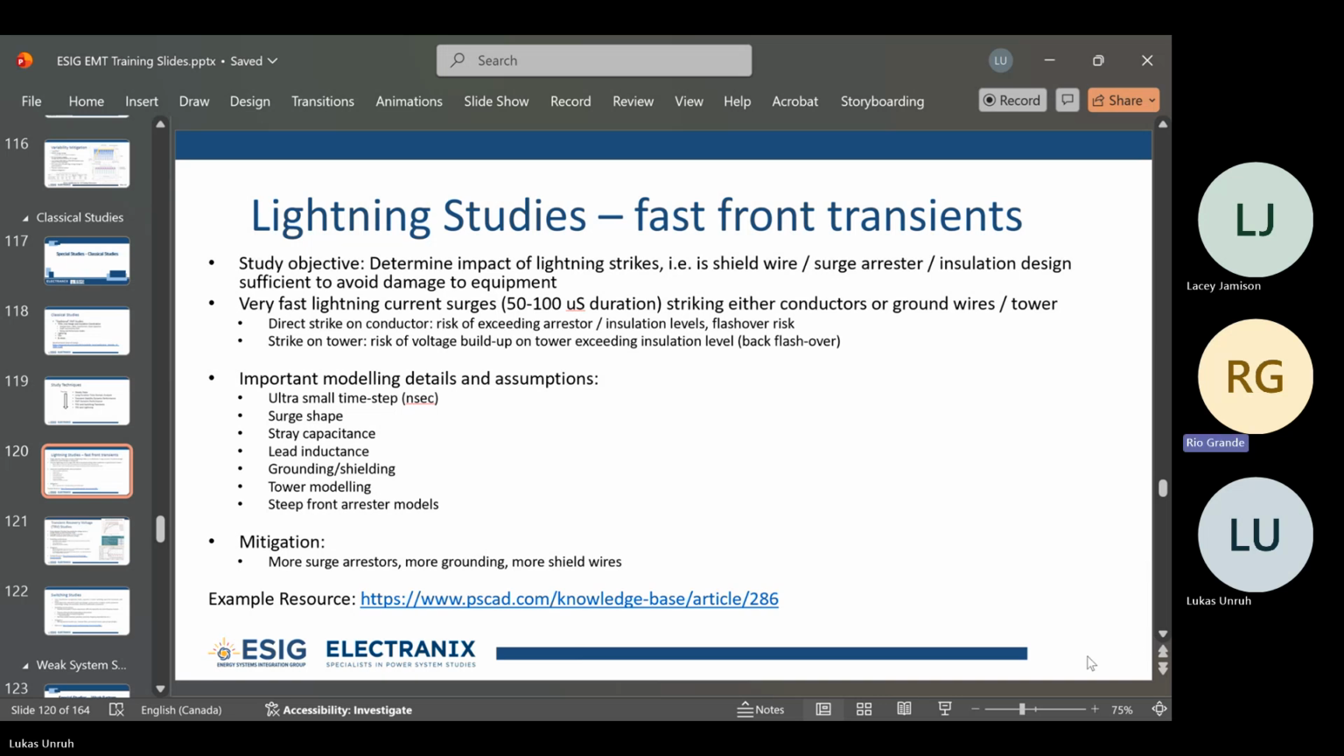So we can run the study and figure out whether there's going to be a flashover event or a back flashover event for a given station. And then as a mitigation, we might use surge arresters, we might install better grounding, or we might change the shield wire configuration, for example. It's also somewhat of a statistical study because, depending on where you are in the country or geographically, lightning may not be very, very often. So there's a bit of a statistical element to it as well.